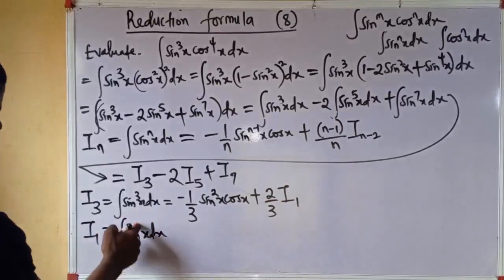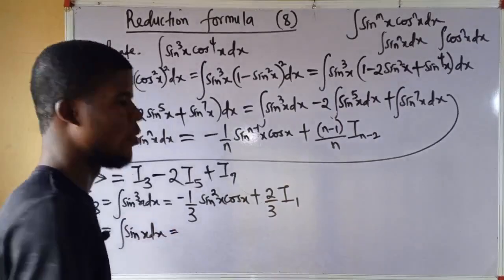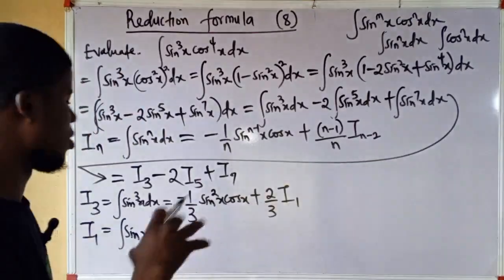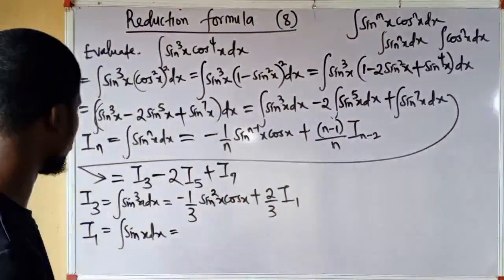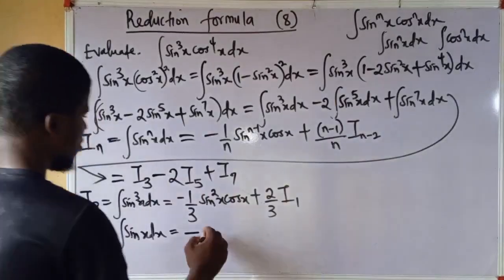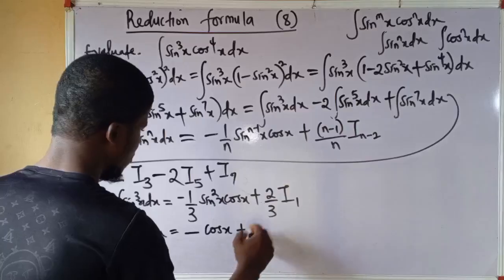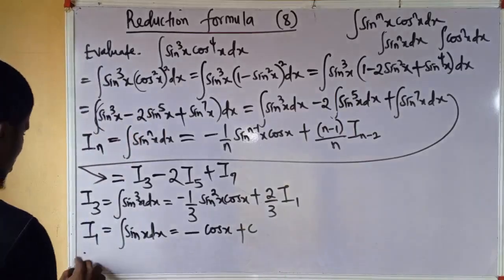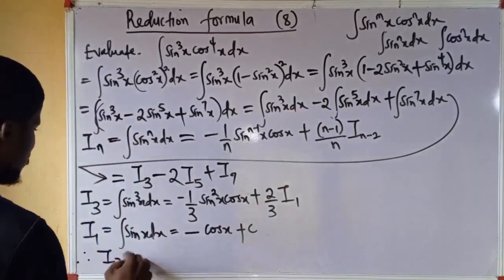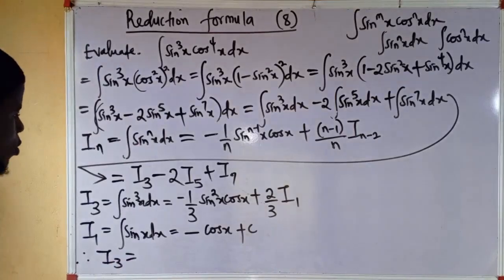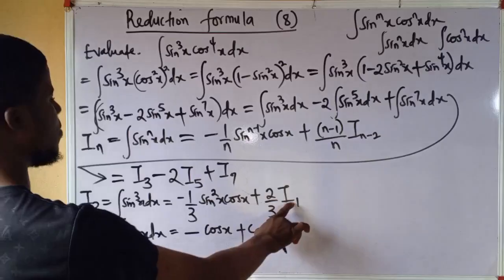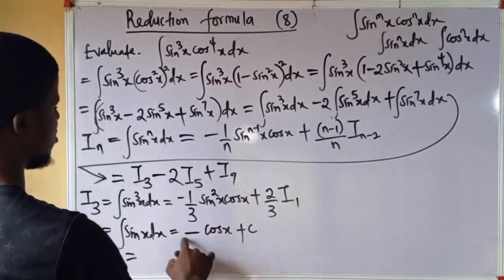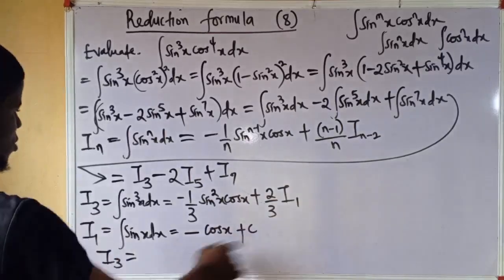That is sine x to the power of 1. If you differentiate the sine function, you get the cosine. Integrate the sine function to get the negative cosine. So this is minus cos x plus c. It means that I3 will be equal to, in place of I1, I'll be writing minus cos x plus c.